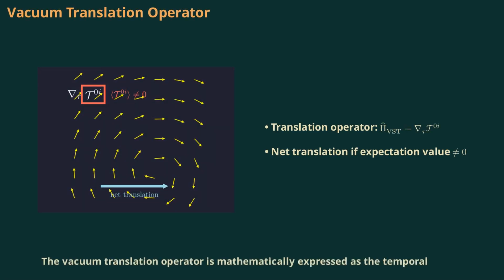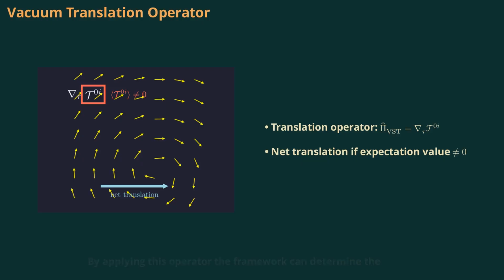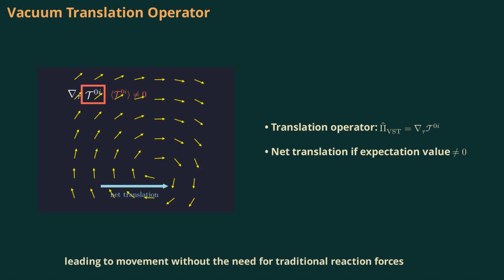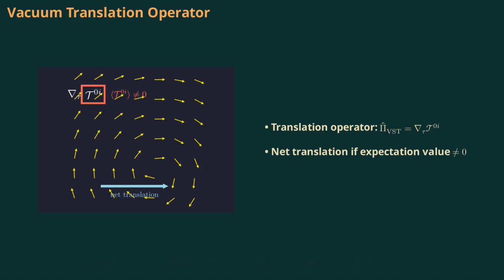The vacuum translation operator is mathematically expressed as the temporal gradient of the spatial components of the vacuum stress tensor. By applying this operator, the framework can determine the conditions under which net translation occurs. Specifically, if the expectation value of this operator is non-zero, the system experiences a net force, leading to movement without the need for traditional reaction forces. This is a cornerstone of the reactionless propulsion concept.